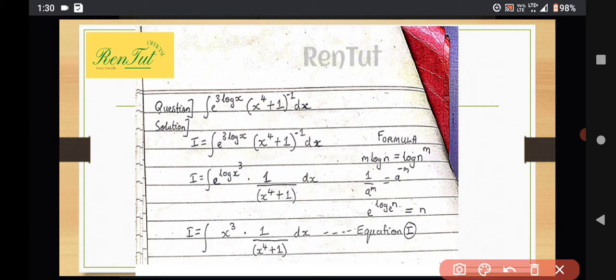Now going forward, you can see the third formula over here: e raised to log n to the base e. This is to the base e itself, since nothing is mentioned, so it has to be to the base e. So we will get this result, x raised to 3. These three formulas are very important; once you have these three formulas, only then will you come to know this answer. Again we will write down I is equal to integration, this will get transformed into x raised to 3 and 1 divided by x raised to 4 plus 1, into dx. You have to remember this as equation number 1. This is very important.